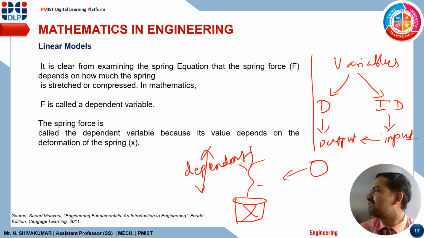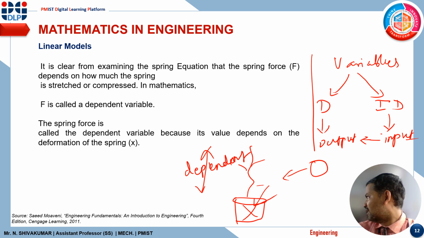Which one can we measure? That is the dependent variable. Which one can we change? That is the independent variable. Say I can increase the water level or decrease the water level. Is it a dependent variable or independent variable? It is an independent variable. Whatever we can change is an independent variable.